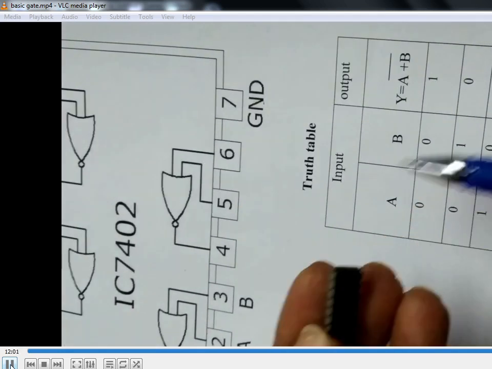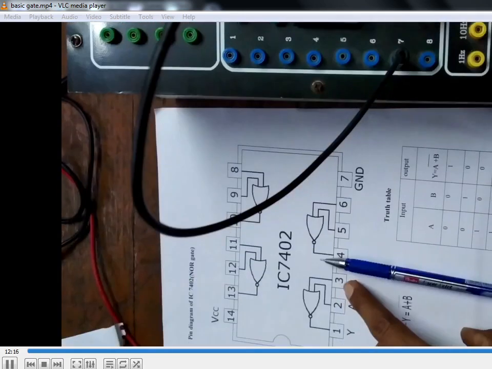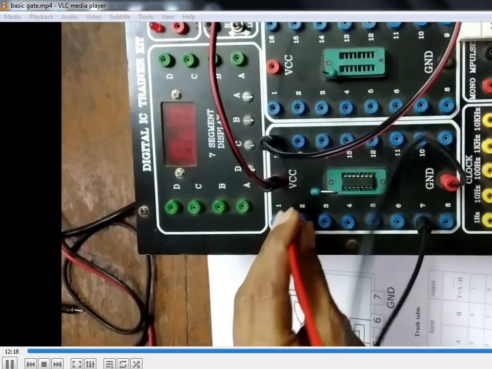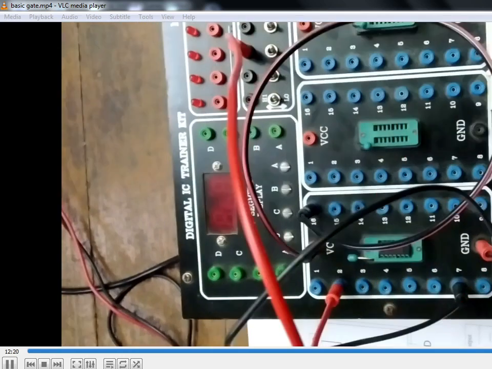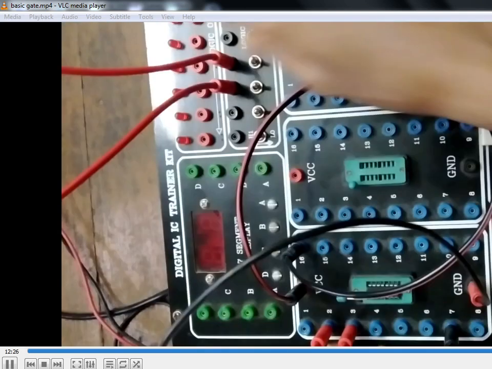Now I am inserting IC 7402 into the IC base. I am connecting pin number 7 to ground, pin number 14 to VCC. Here pin number 2 and 3 are inputs. Pin number 2, I am connecting this to the input terminal. Pin number 3 to the input terminal and pin number 1 is connected to the output.